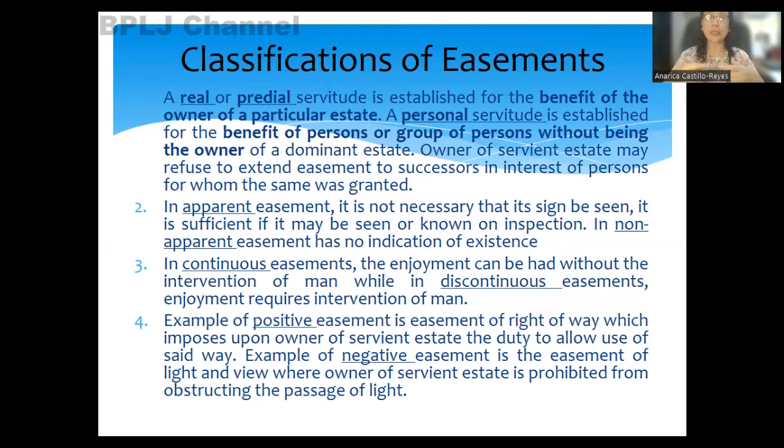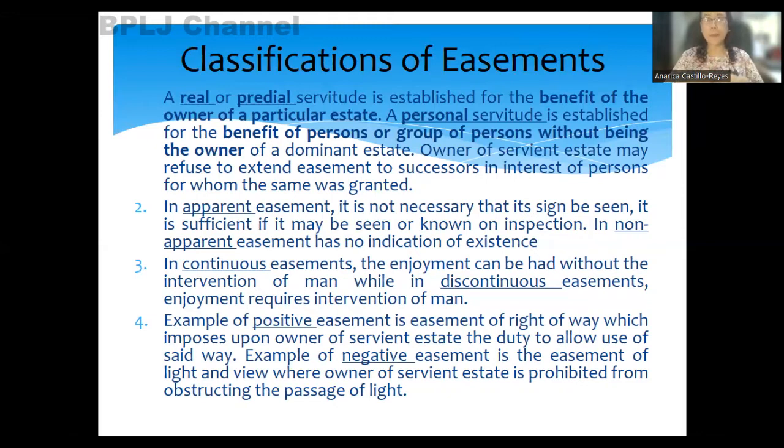Okay, there is a dominant estate and there is a servient estate. Whoever becomes the owner of the dominant estate will have the right to use and enjoy the easement. On the other hand, a personal servitude, since it is established for the benefit of persons or group of persons without them being the owner of a dominant estate, the owner of the servient estate may withdraw the easement if the said person or group of persons no longer need the easement because it is established for their own benefit and not for the benefit of the owner of the dominant estate. So when we speak of personal servitude, there is no dominant estate because it is personal to the persons or group of persons for which the easement was established.